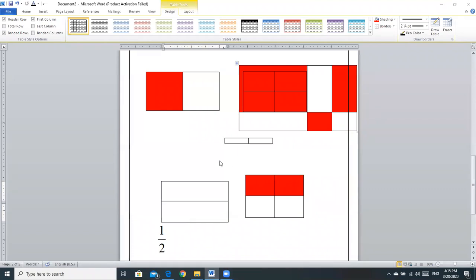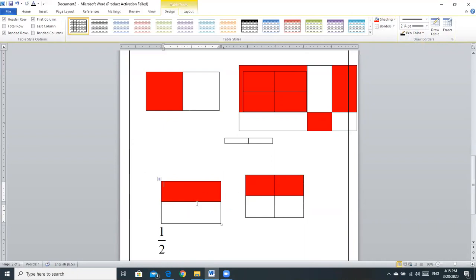Now, let's make this one. Miss, I want to color half of this shape, and half of this shape. Let's color them. Half of this shape is 1. I colored 1. And here I colored 2 from 4.